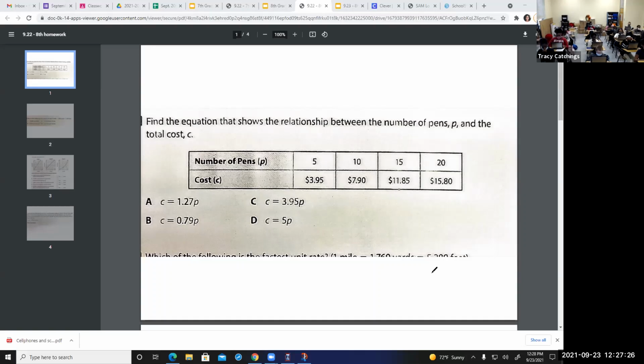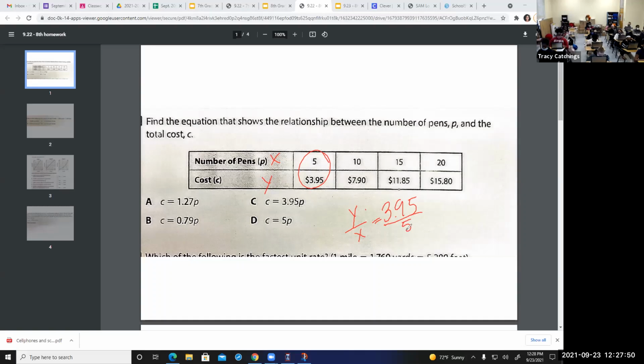All right, number 1 said find the equation that shows the relationship between the number of pins P and the total cost C. Talk to us. 395 divided by 5. Why did you do 395 divided by 5? Good job. Y divided by X. If you needed to label your table as X and Y to help you set it up correctly, do so.